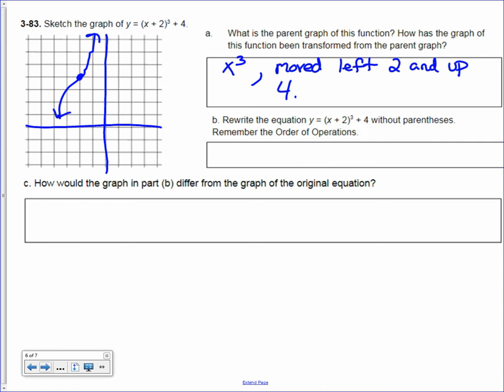It says rewrite the equation without parentheses. So the first thing I did was you have to do x plus 2, x plus 2, x plus 2, and then plus 4. So when you multiply that all out, you end up with, let's see, x cubed plus 6x squared plus 12x plus 8, and then add the 4, so plus 12. And then it said, how would the graph in part B differ from the graph in the original equation? It wouldn't. They would be the same graph.